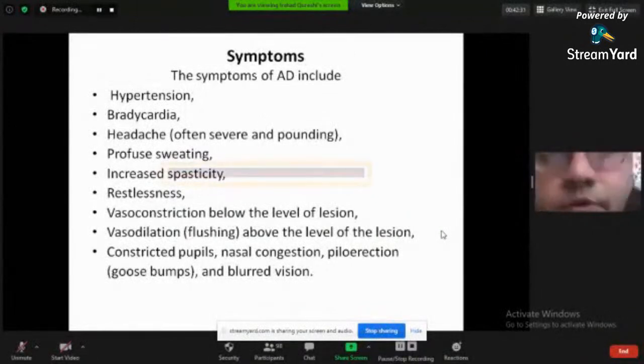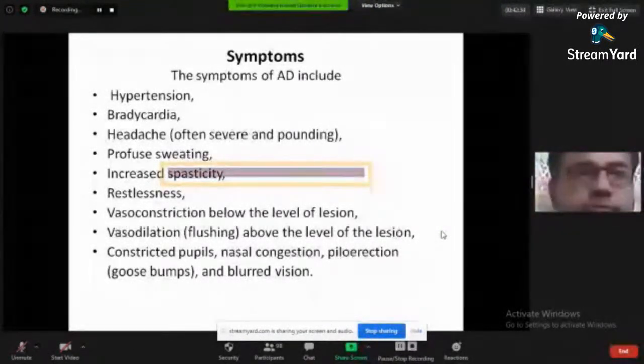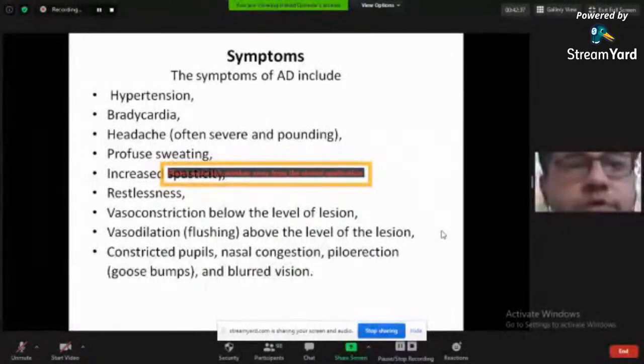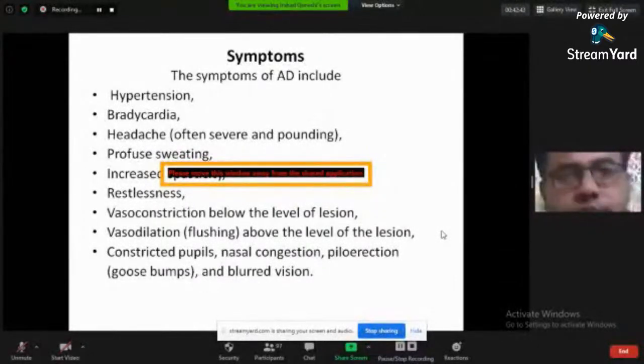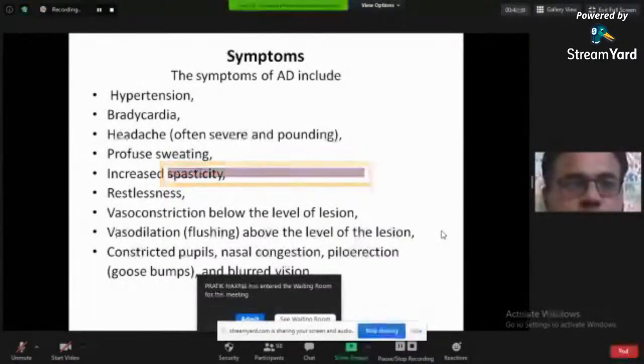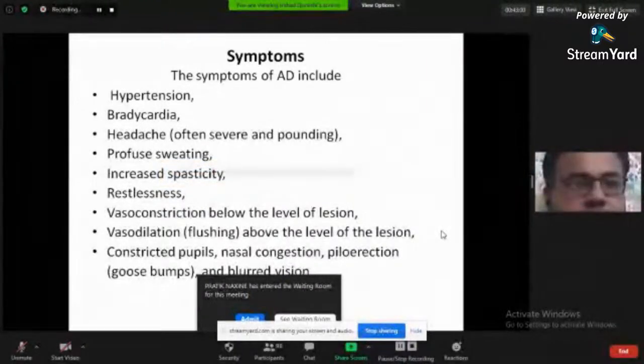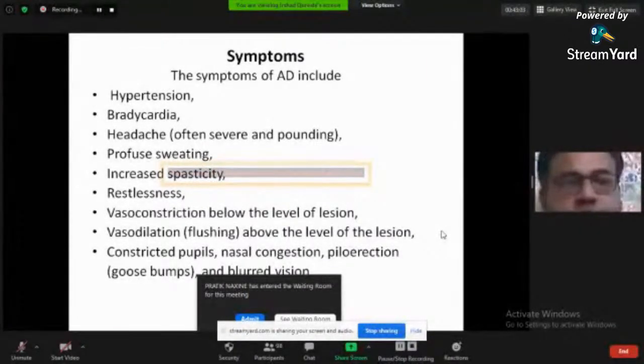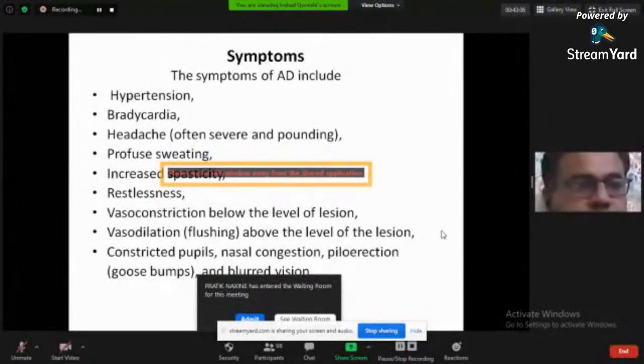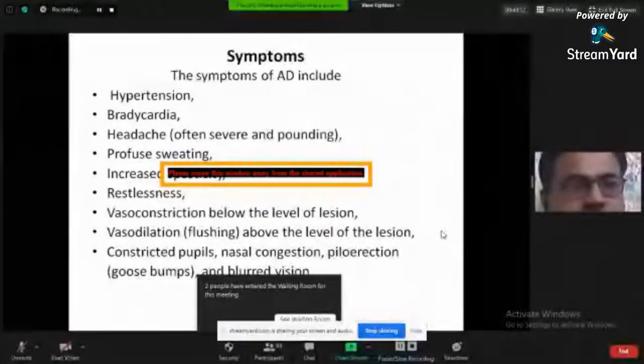What are the symptoms of autonomic dysreflexia? They're going to have hypertension, bradycardia, headache, which is very severe and pounding, profuse sweating, vasoconstriction below the level of lesion, vasodilatation above the level of lesion, constricted pupils, nasal congestion, piloerection, and blurred vision. So, out of these symptoms, what is visible and what is invisible? The patient may complain of severe and pounding headache, profuse sweating, increased spasticity. This is evident. You can see the increasing spasticity in the spinal cord injury patient, with a very typical pattern of increased tone, and restlessness. This is what you can see.